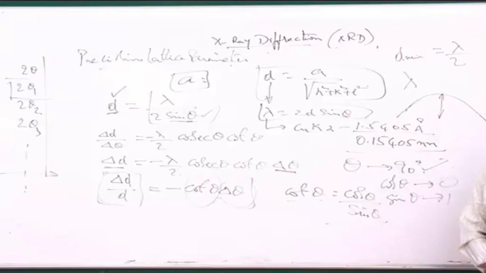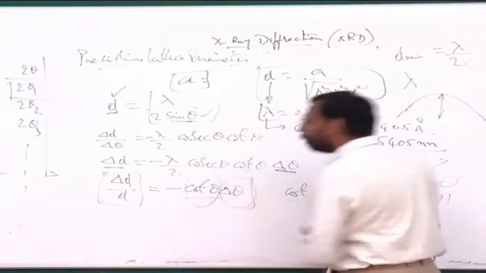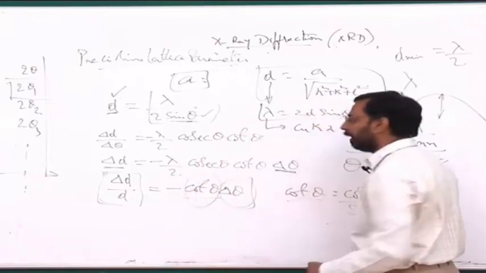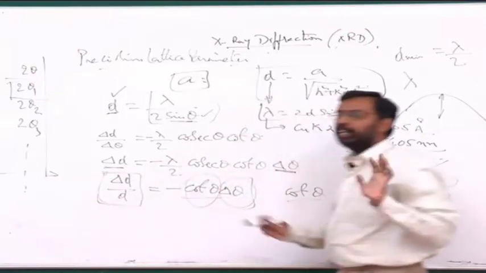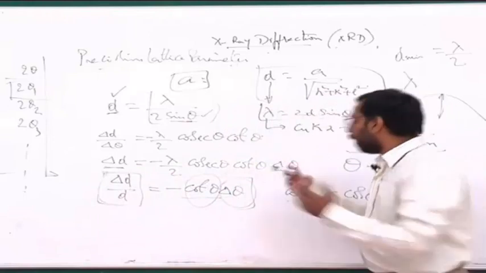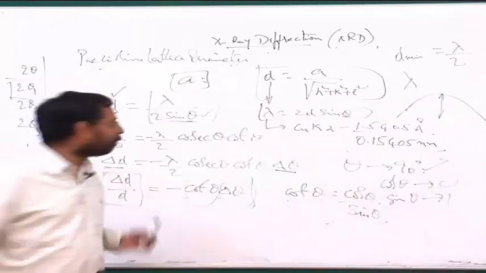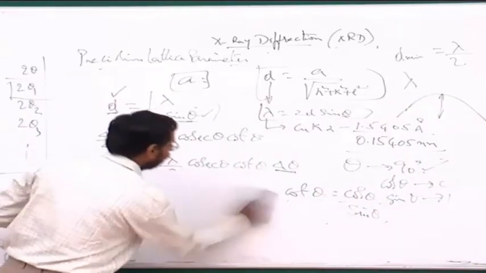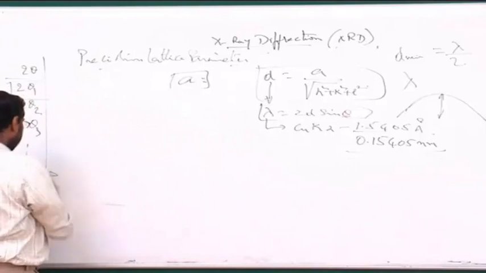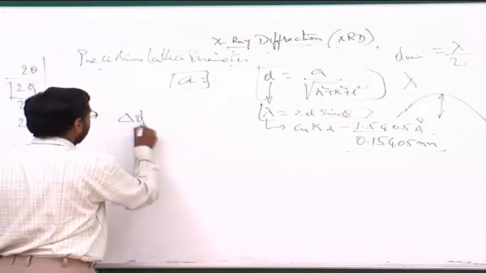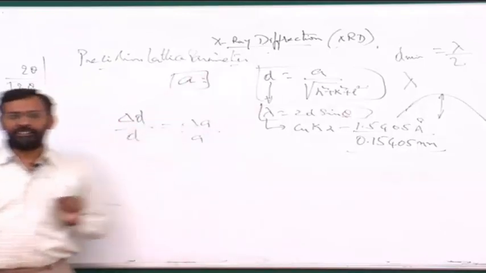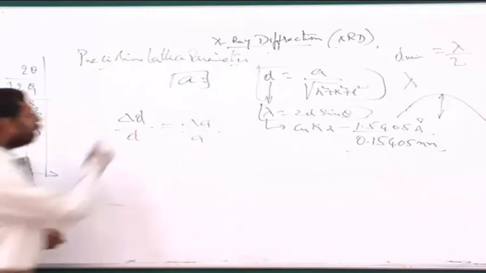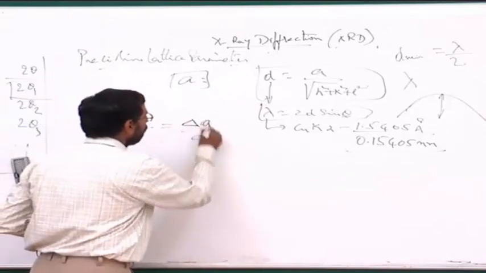Why we go to high angle peaks and do not use low angle peaks is because of this. If you go to high angle peaks, this becomes 0 at higher angles, and as a result, irrespective of my error in theta, my error in delta d will be very small. This is the principle that is used, and then people did a lot of analysis and found that this delta d by d can also be written as delta a by a, because I know that d and a are connected. And you can see that delta d by d can be written as delta a by a.